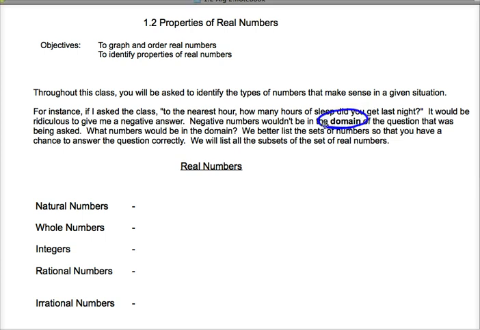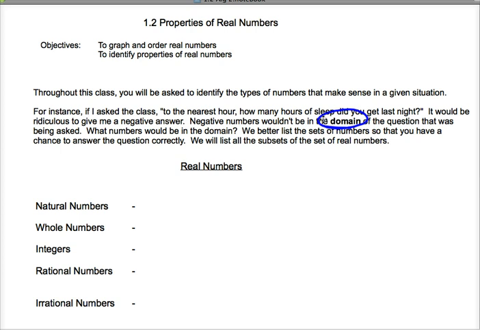Domain is a word that we're going to use a lot this year. Domain is the numbers that you can plug into a problem. Domain is the numbers that you can use to represent a certain situation. And here, negative numbers wouldn't work. You know, if you gave me an answer of I slept -1 hours last night, I would think you didn't get a very good night's sleep, but it wouldn't make any sense what you said.